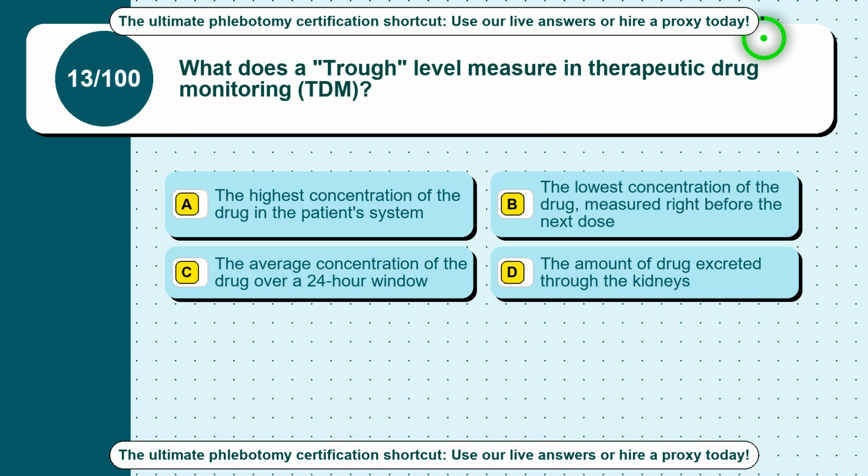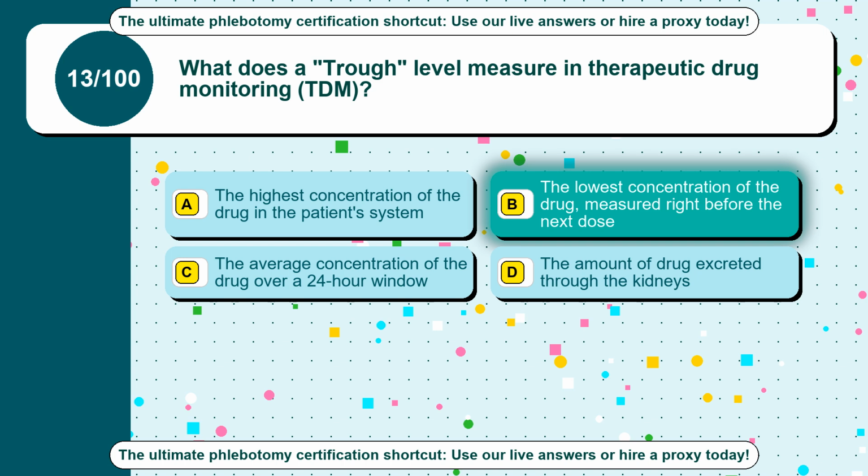Question 13. What does a trough level measure in therapeutic drug monitoring, TDM? Option A. The highest concentration of the drug in the patient's system. Option B. The lowest concentration of the drug, measured right before the next dose. Option C. The average concentration of the drug over a 24-hour window. Option D. The amount of drug excreted through the kidneys. The correct answer is option B.